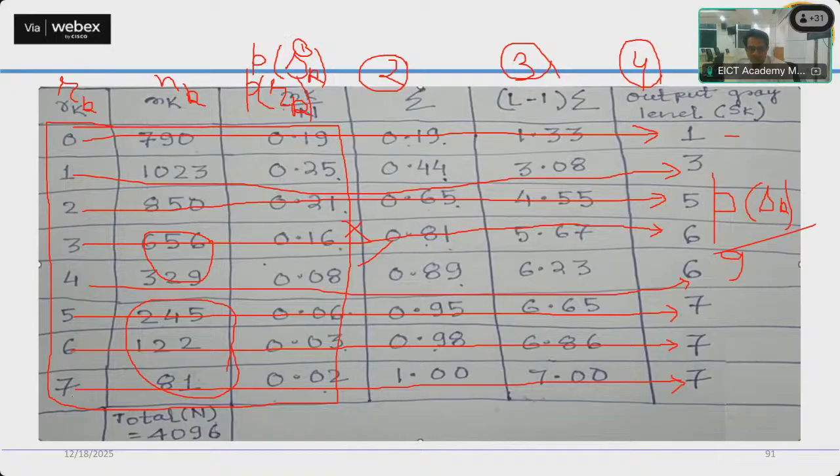What about this one? These 3 values will also add up. 244. This is 366 plus 81, 447. Correct? 448. Yes, 448.